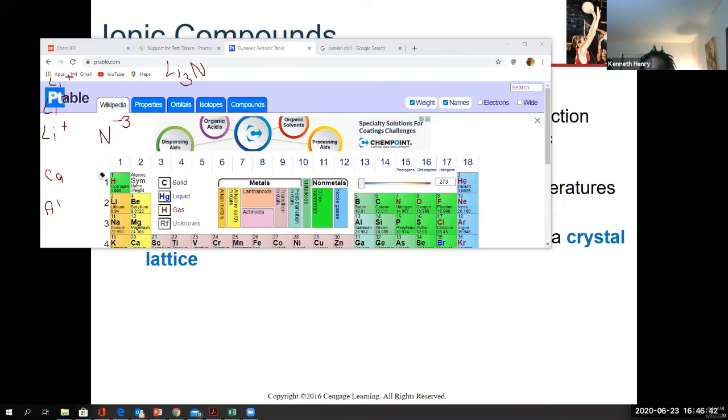Yes. Okay, what about calcium? Calcium needs to lose 2. And nitrogen needs to gain 3. Okay, so how is this going to work, for it to be balanced out?